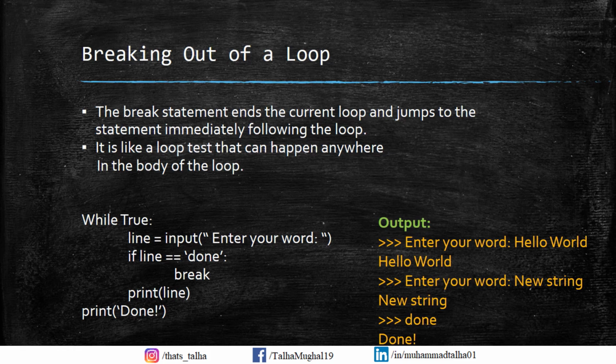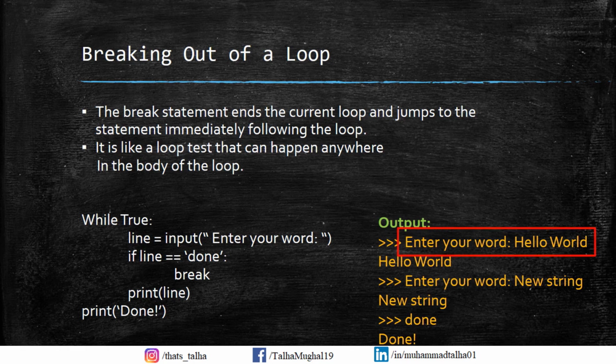Here I have used again an example of a while loop. In the body of that loop, I am trying to get an input from the user at runtime. And after getting that input, I will store that input in a variable called line. After that, I have defined a conditional statement in which I will check whether the input is done or not. If the input is done, then the program should break this loop. And after that, the print line will be ignored and the program will jump to the print done, which is outside of the loop. Now let's look at the output of this program.